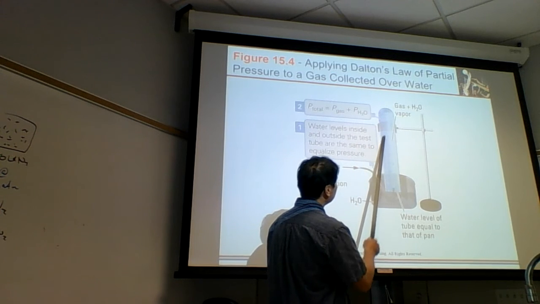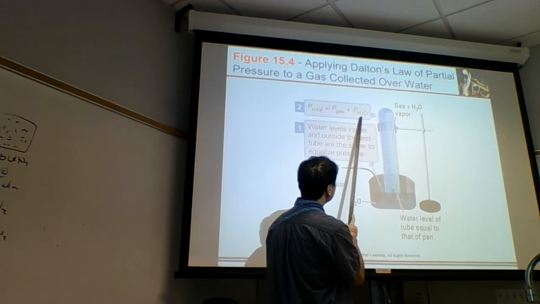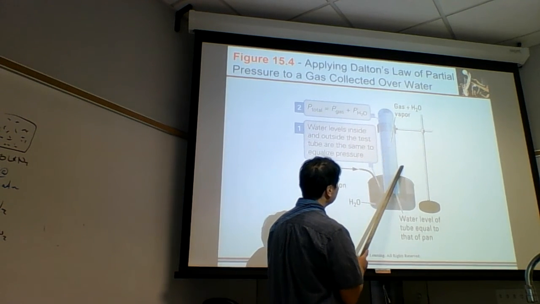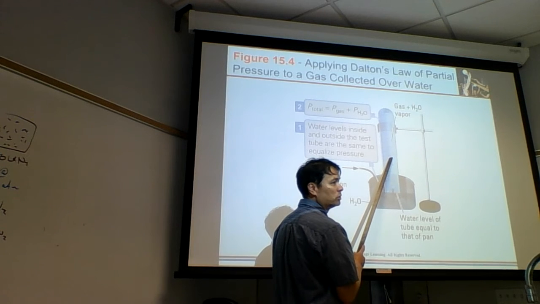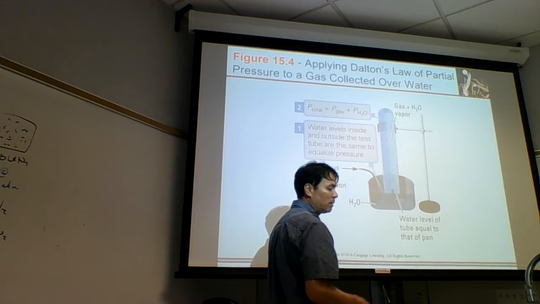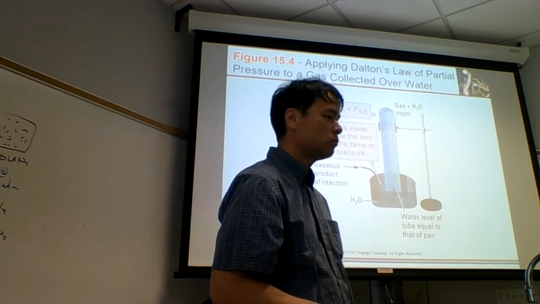And so the pressure that's generated inside here is a combination of the oxygen plus the water vapor. The water vapor is going to collide with the walls, generating pressure too. And so if I measure the pressure inside here, I'm not measuring the pressure of pure oxygen. I'm measuring the pressure of pure oxygen plus water vapor.